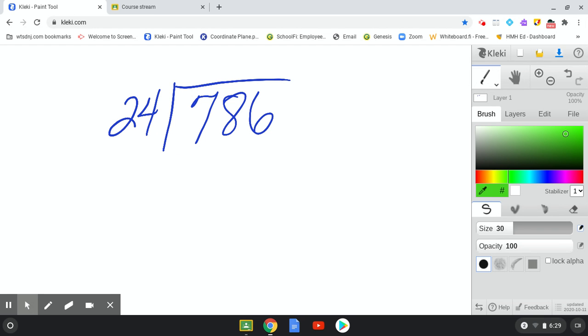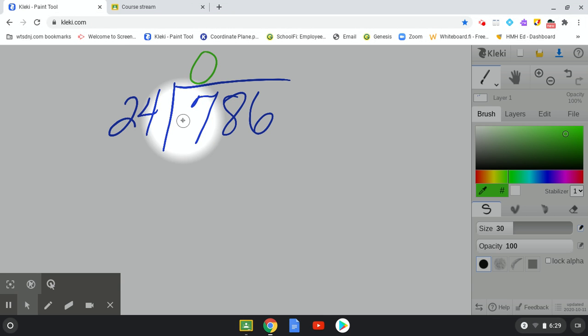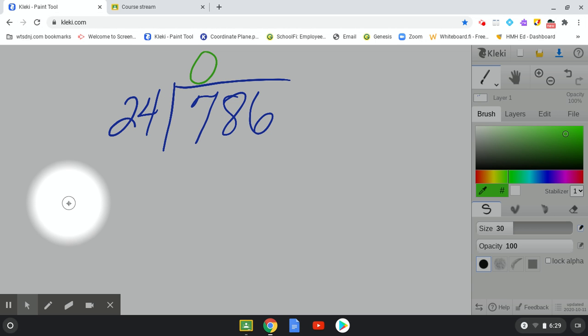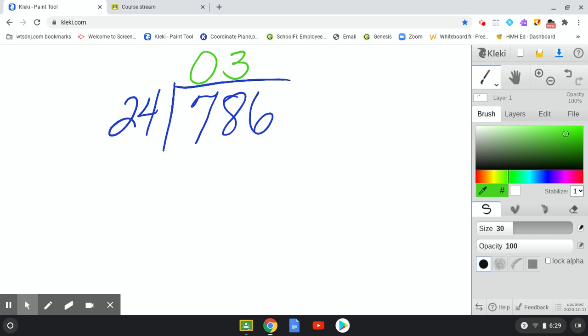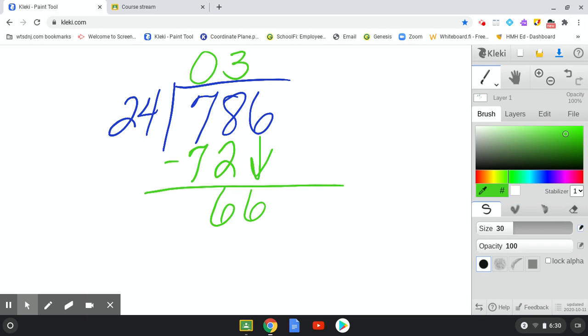So 24 does not go into 7, it goes in 0 times. All right. So now I'm looking at 24 going into 78. 24 goes into 78 3 times. Okay, and 24 times 3 is going to give me 72. I'm going to subtract. I'm going to be left with 6. Drop down my other 6. 24 goes into 66 2 times.